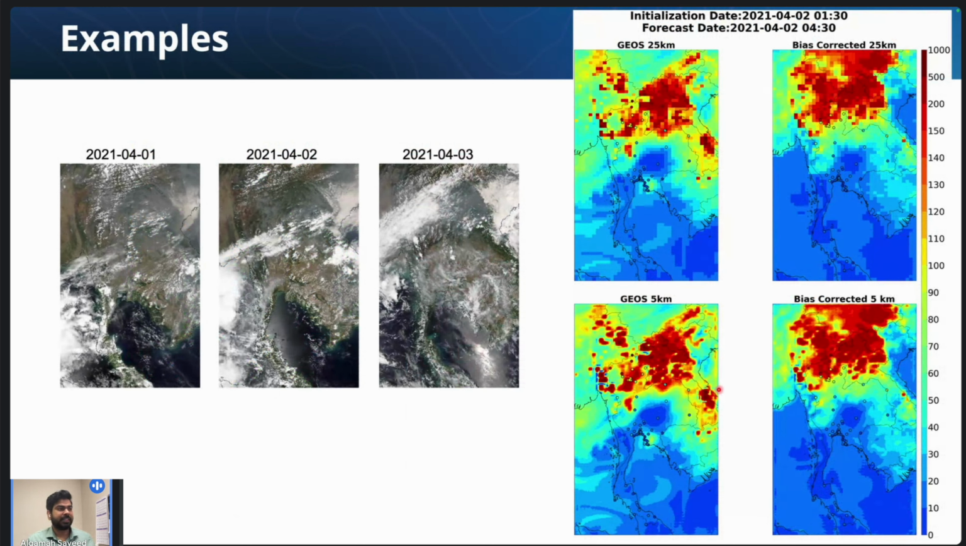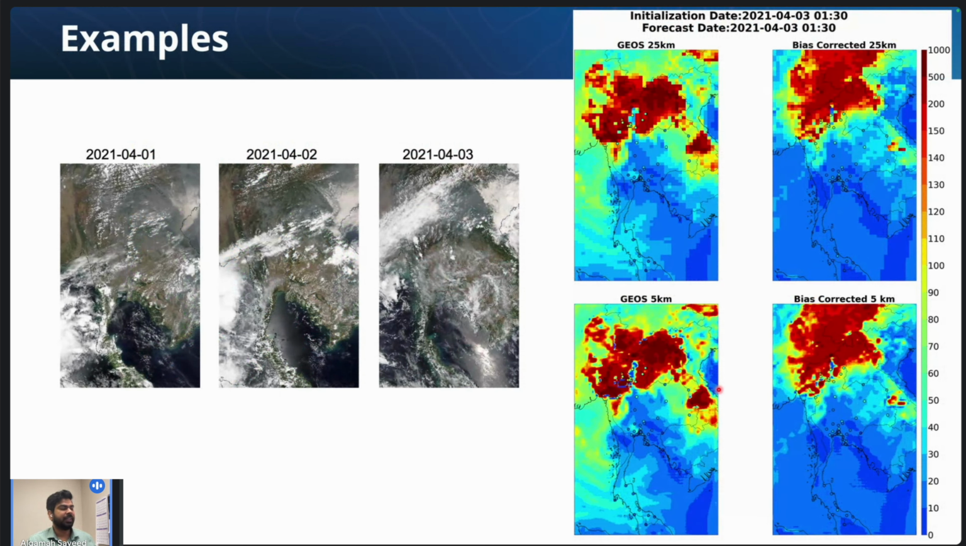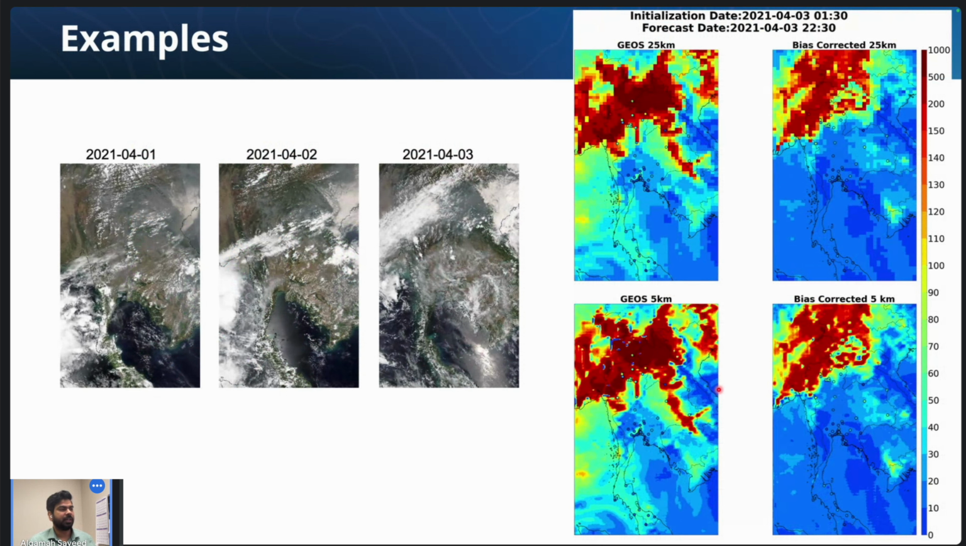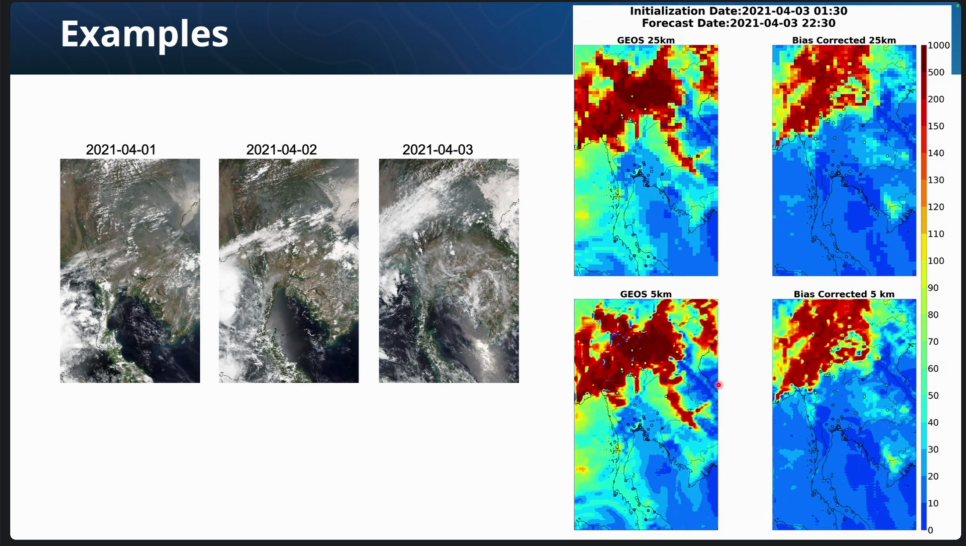Here is another example. On the left, there is a 3-day WorldView image, a direct RGB image from the WorldView website, from the satellite. You can see the smoke plumes on the 1st April, the 2nd April, and the 3rd April. There is a little bit of cloud. This animation shows a consistent performance with the various RGB images.